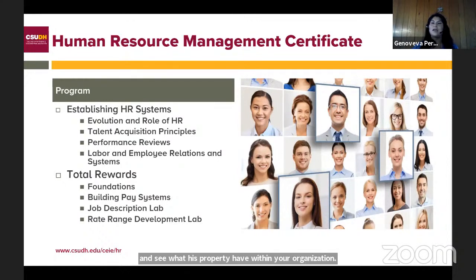Very fun. In the end, we do a lot of presentations and people are super excited. And I love to hear the stories the following week when they actually implement it in their workplace. Very exciting. So for the next 2 sessions in our HR Management Certificate Program, we dive into the law aspect of it.